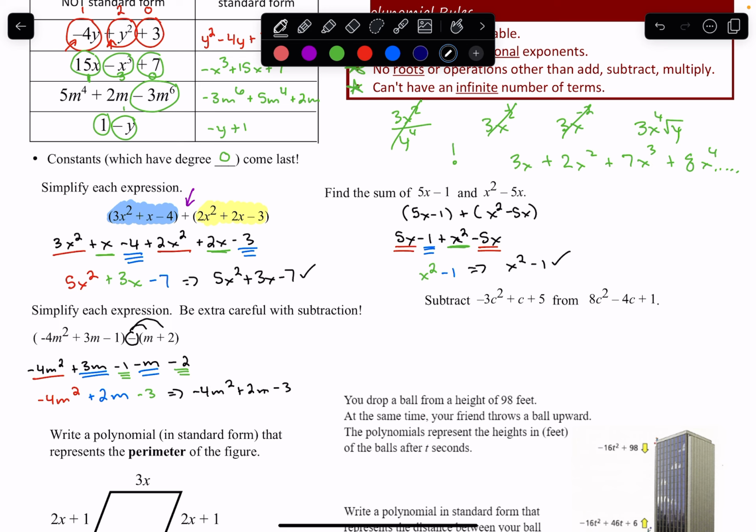Okay? Same thing on this next example. It wants you to subtract the 2. Why don't you pause the video? I want you to try this problem on your own and then hit play. I'll go through it quickly and we'll see if you got it right.